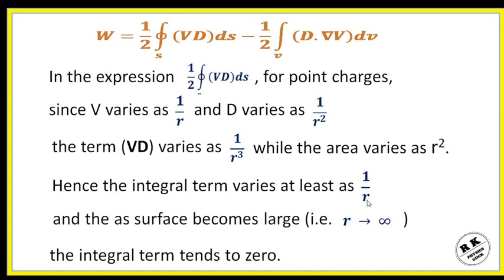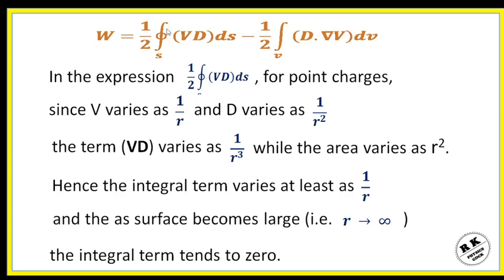That means if r is increasing, the first term will decrease. If r is decreasing, the value of the term will increase. But as the charges keep on accumulating, our distribution increases. That means the radius also increases. So when there is an assembly of a large number of charges, r becomes so large that sometimes we may assume it as infinity.